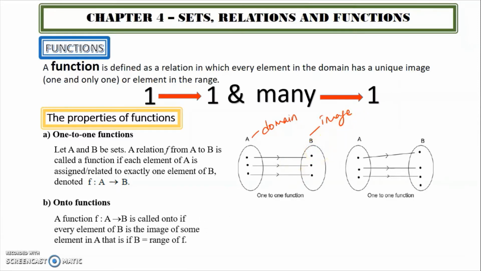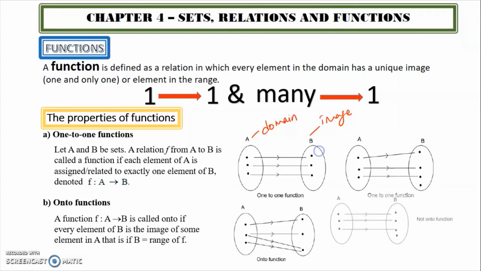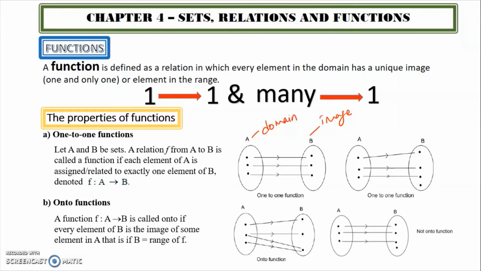The second one is onto function. A function f: A to B is called onto if every element of B is the image of some element in A, that is, if B equals the range of f. So this is an example of onto function. And this is an example of not onto function.